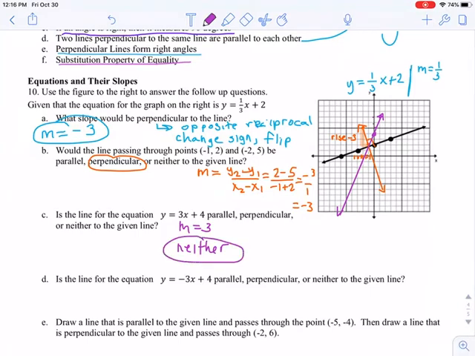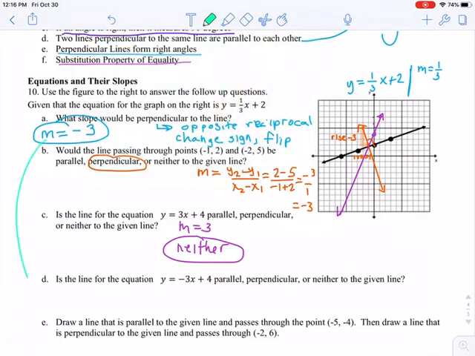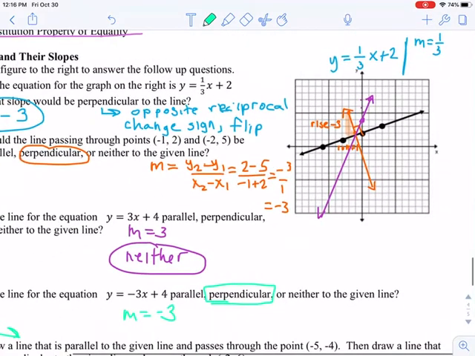And then we already talked about this before. This is just kind of emphasizing things. This line also has a slope of -3, so it would be perpendicular to the given line. And in fact, let's graph this bad boy, because why not?